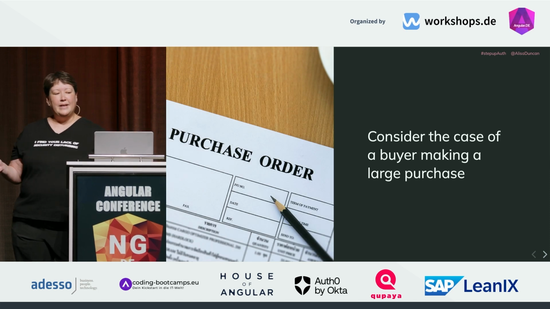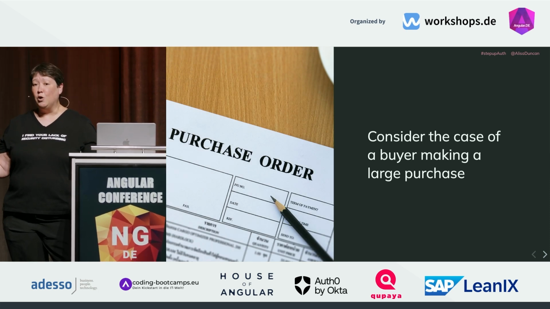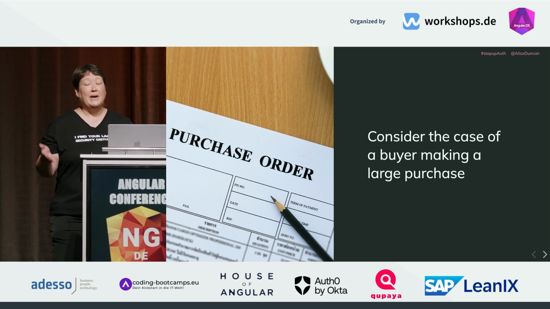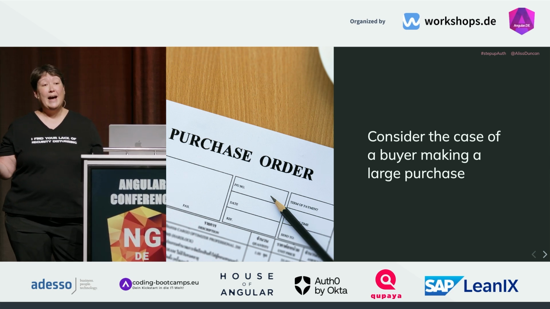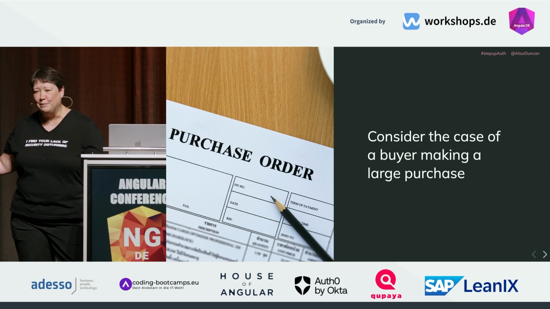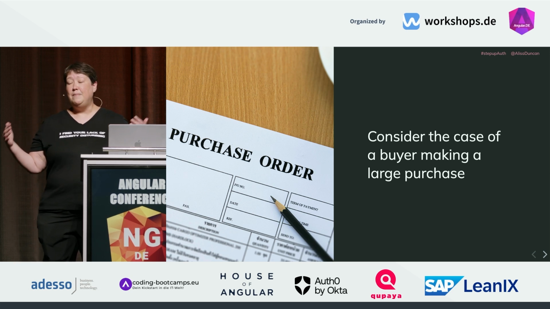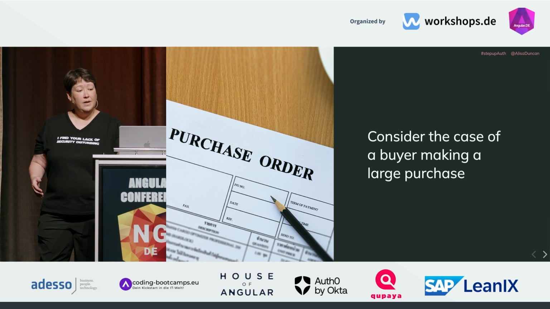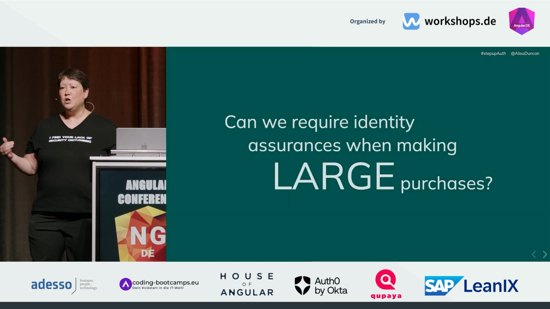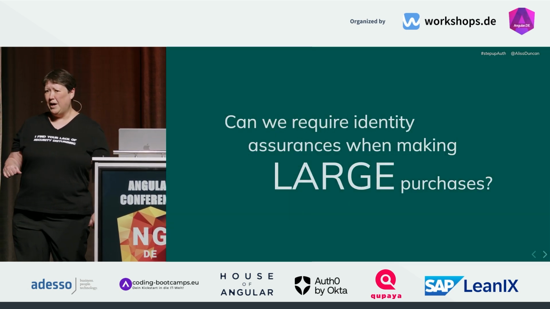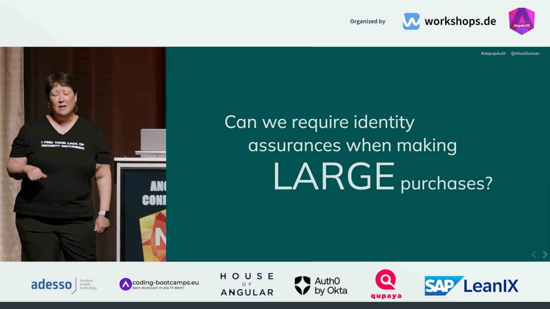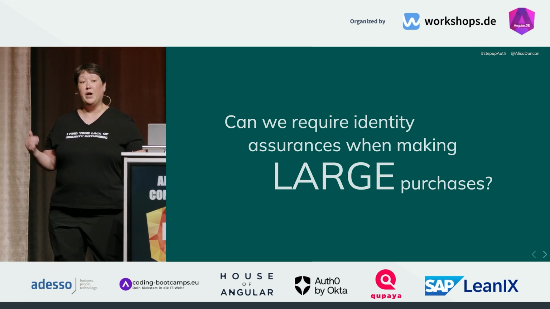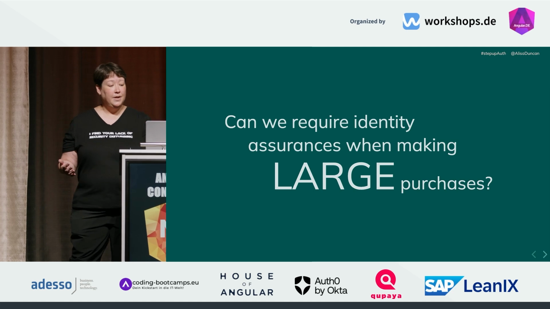Let's consider the case of a buyer making a large purchase. The flow might be something like this. They might sign in for the day, they might work on a few tasks, they might go get some coffee or some lunch, and then they come back to making this transaction that is fairly significant. Is there a way that we can assure that that buyer is who they say they really are before allowing such a large transaction, so on a conditional purchase?